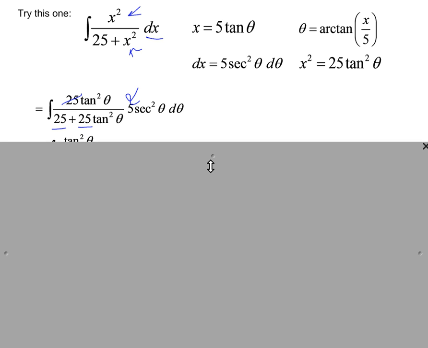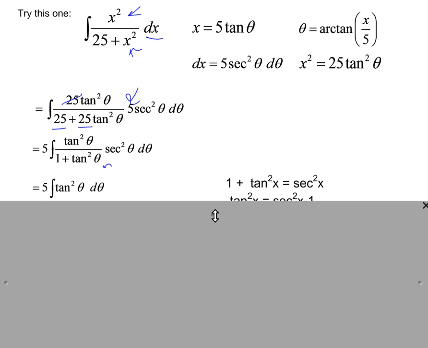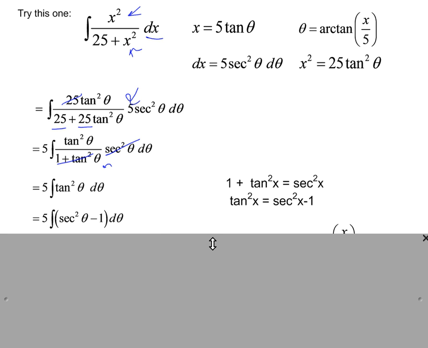So when I do that, it's going to look something like this. That 1 plus the tan squared down below is going to be a secant squared. And when that secant squared down below cancels with the secant squared up top, I have 5 times the tangent squared of theta d theta. Now this is something we actually haven't integrated yet. The way to do this is that there is a trig identity for this one as well. From my original identity of 1 plus tan squared equals secant squared, if you solve for the tangent squared, that's equal to the secant squared minus 1. So instead of writing the tangent squared, I'm going to put in the identity secant squared minus 1, and that I can integrate.